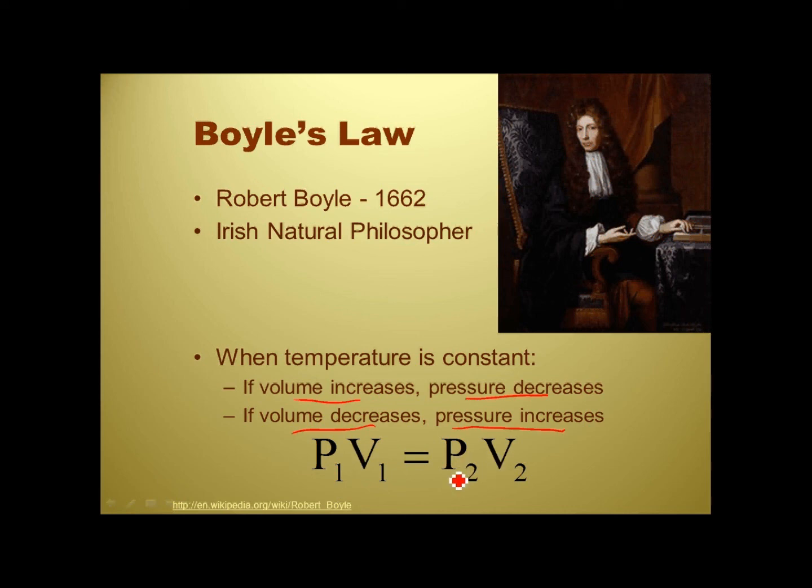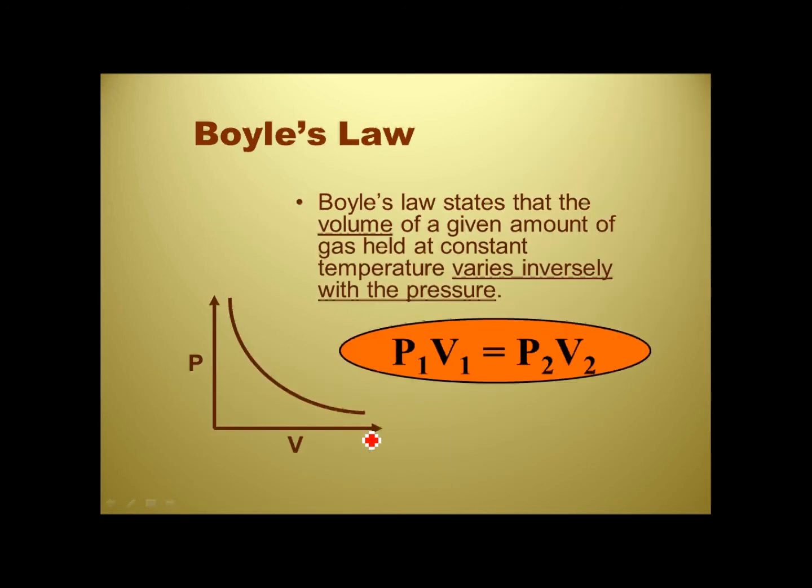Notice it's a different equation. We're not dividing this time, we're multiplying. So we can't do the same sort of math here. But the idea here is this: because the math is different, the graph is different. This is what's known as an inverse relationship.